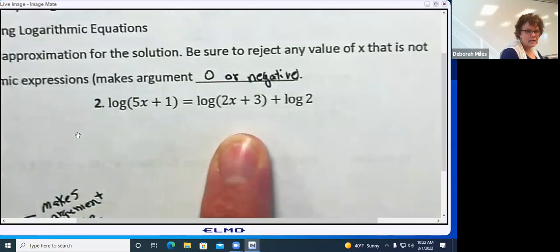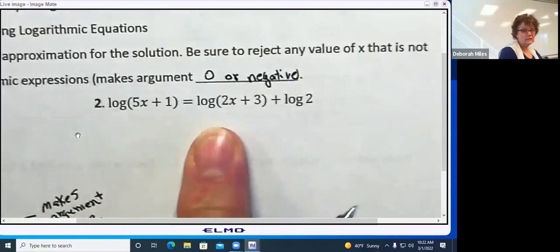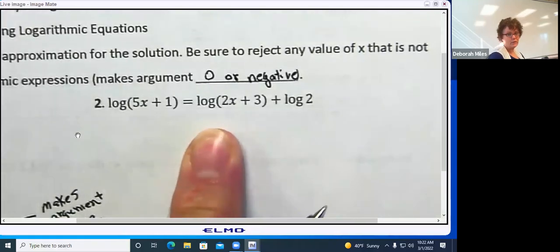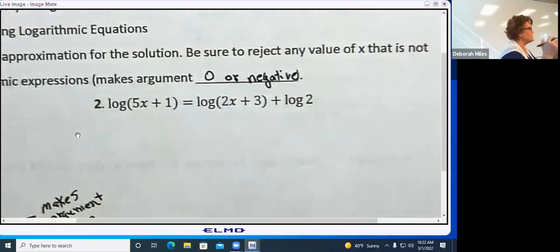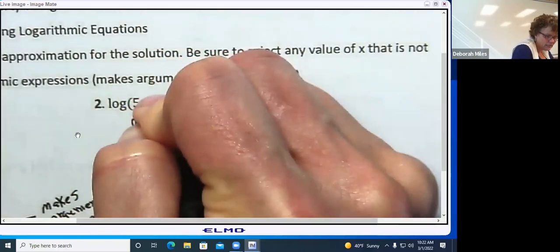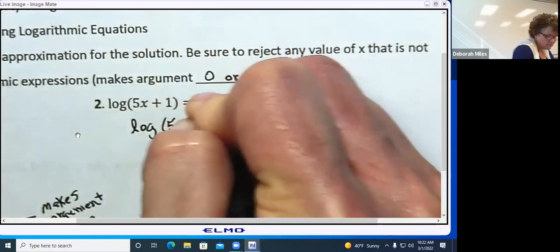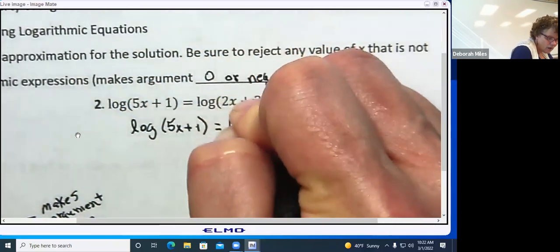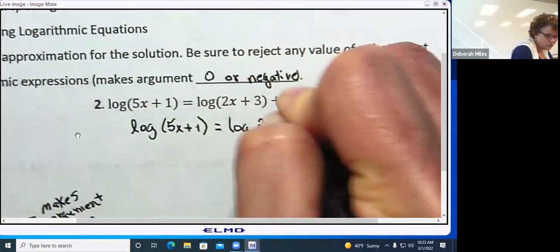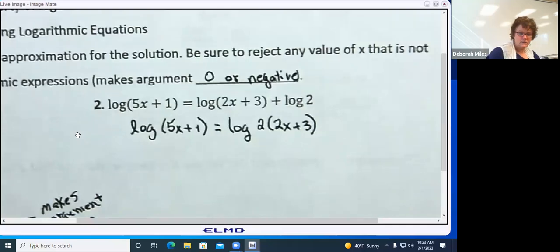example 2 is, I'm glad this one's next because it is the other kind of logarithmic equation. Regardless of what type of logarithmic equation I have, my first step is to try to get a single log on each side. If I have logs that I can combine, like on the right-hand side, I could write that as log of 2 times 2x plus 3, because the sum of two logs can be put back together as the log of a product.